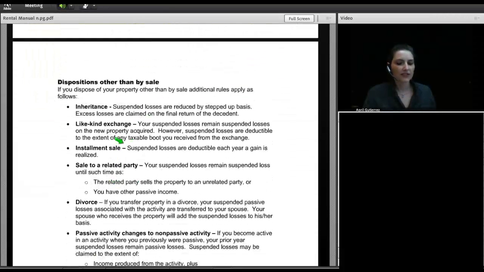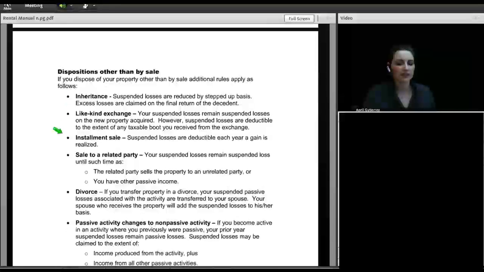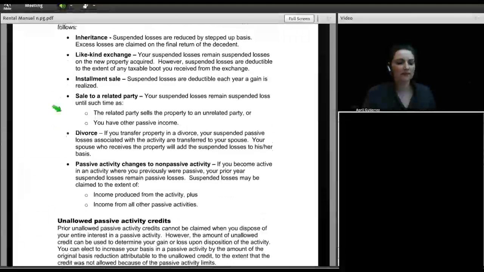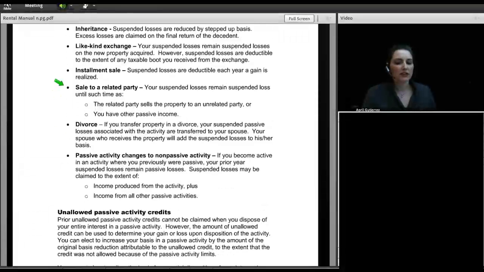Dispositions other than by sale. If you dispose of your property other than by sale, additional rules apply as follows. Under an inheritance, suspended losses are reduced by stepped-up basis. Excess losses are claimed on the final return of the decedent. Like-kind exchange: your suspended losses remain suspended losses on the new property acquired. However, suspended losses are deductible to the extent of any taxable boot you received from the exchange. Installment sale: suspended losses are deductible each year a gain is realized.